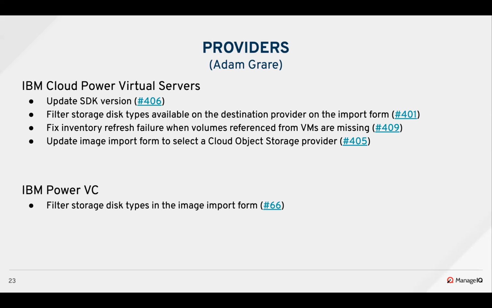And then John updated the image import form to allow you to select a cloud object storage provider during the image import. For Power VC, Iskandar also did essentially the same change that he did for Power VS, which is filtering down the available cloud volume types when you pick a destination provider.